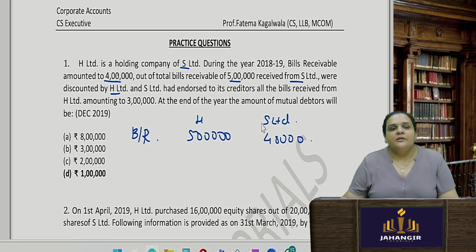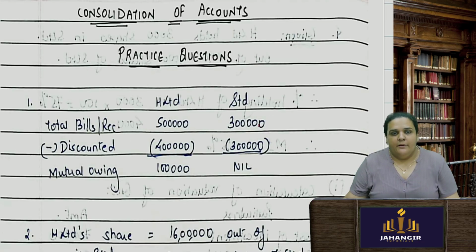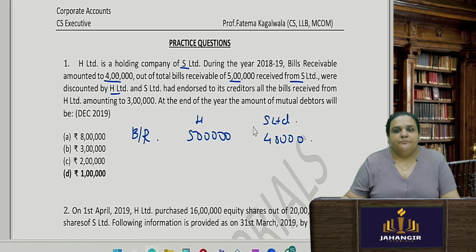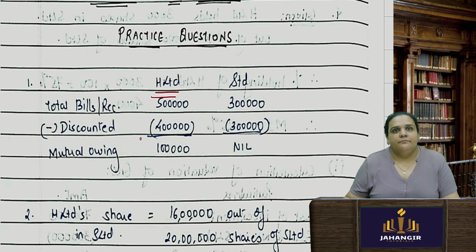At the end of the year, the mutual debtors will be how much? Okay. Now, total bills receivable of H Limited is 5 lakhs. It is given. Okay. It is rupees 5 lakhs. Total bills receivable of H, out of which 4 lakh they have discounted. So, mutual owing will become how much? 1 lakh.